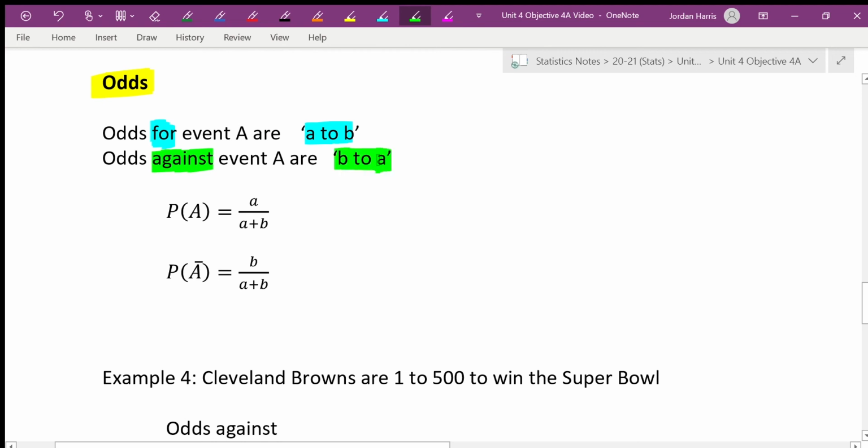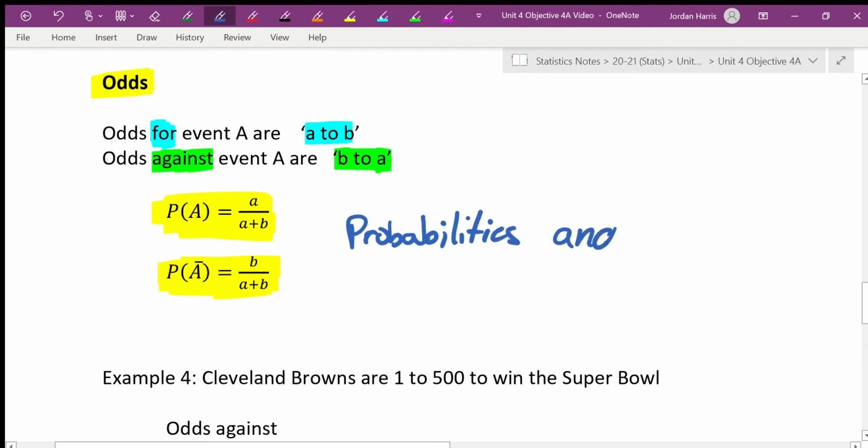Okay, so then we also have probabilities. Probabilities and odds are different. This is how you convert. I'm going to even write it out. Probabilities and odds are different. A lot of people want to just give me the probability and say it's the odds. They are not the same.